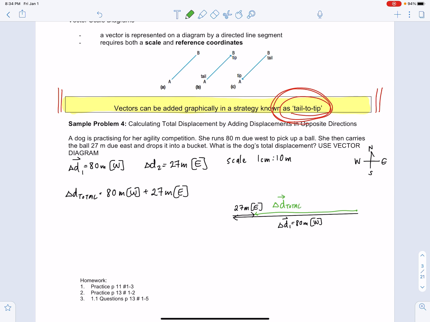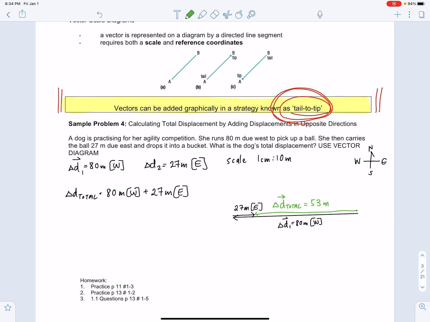So what do I write down? What is my answer? What's my total displacement? Well, take out your ruler, measure the length of this line, measure it in centimeters, and then convert it using your scale. If you measure it, you end up with a line that is about 5.3 centimeters long. If you convert that using your scale, you end up with 53 meters. Now look at the direction. The direction always goes from the tail of the first to the tip of the last.